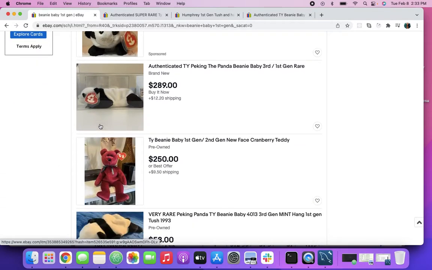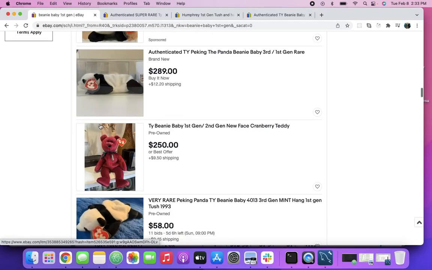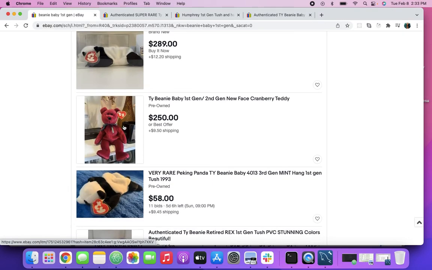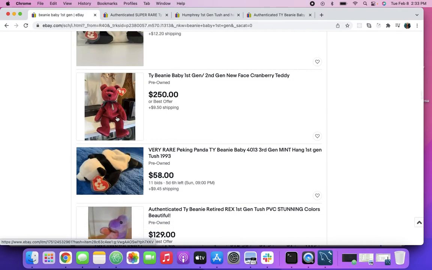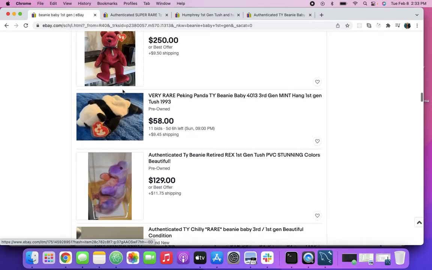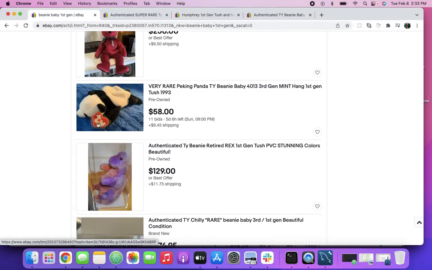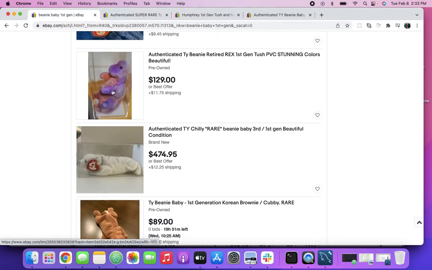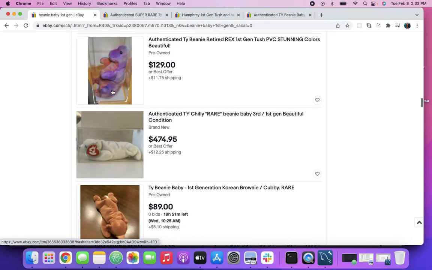But yeah, all these are rare ones and listed accurately, the ones that are still valuable. This is a second gen New Face Cranberry. Right, this is about listed accurately. 11 bids for this peaking third gen. That's a nice one. Very nicely colored Rex. I would say no hang tag, should probably go in the 50 to 75 range.